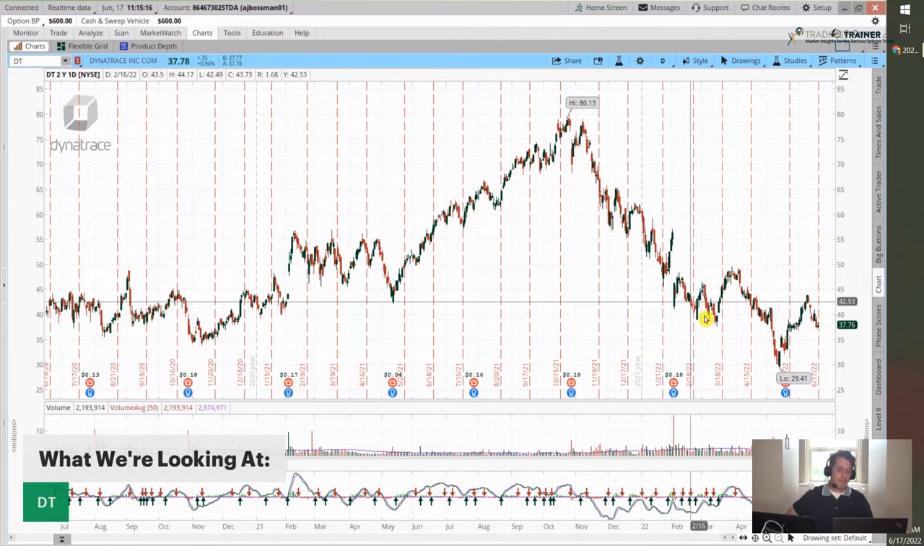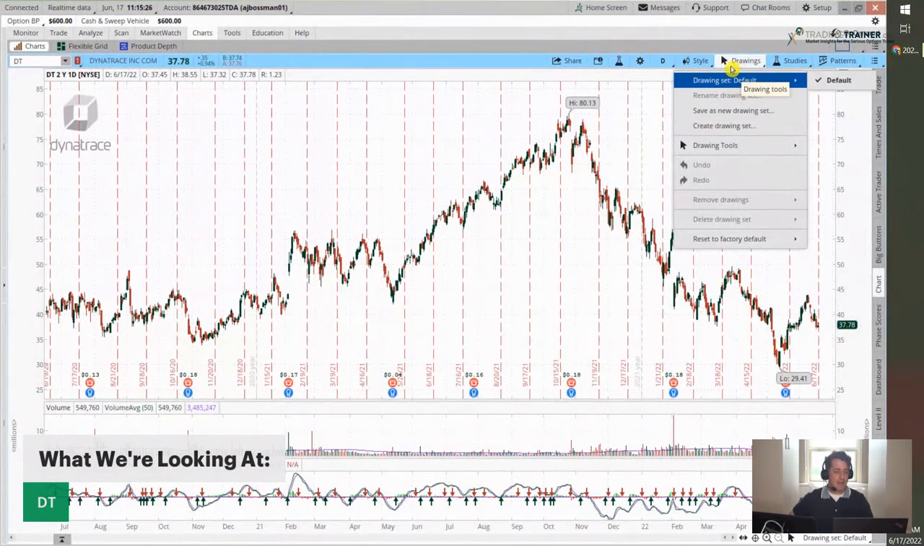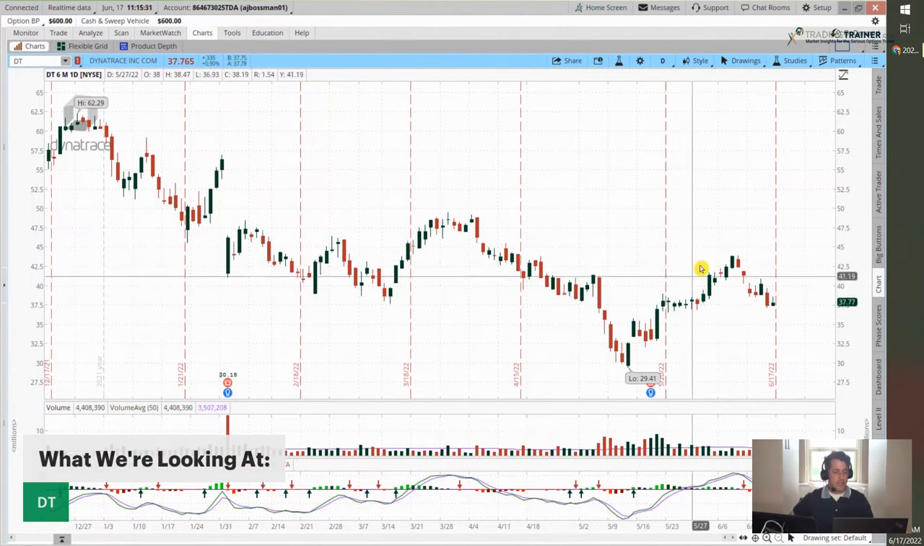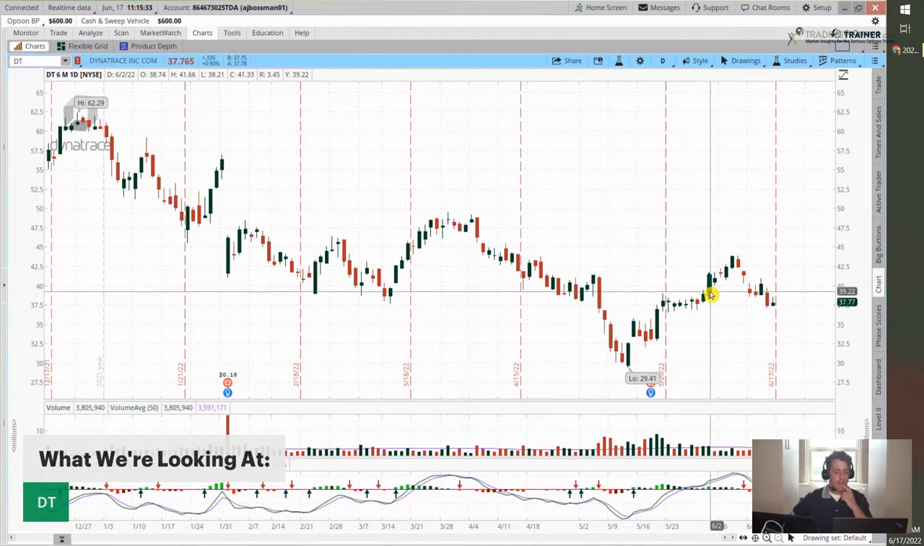So Dynatrace fell off their top, but you'll notice that they're starting to flatten out here, getting into the patterns that we like to trade as premium traders, but maybe they haven't completely matured into a sideways pattern. And so the question is, is there a way for us to still trade it and trade its options? And the answer is absolutely.